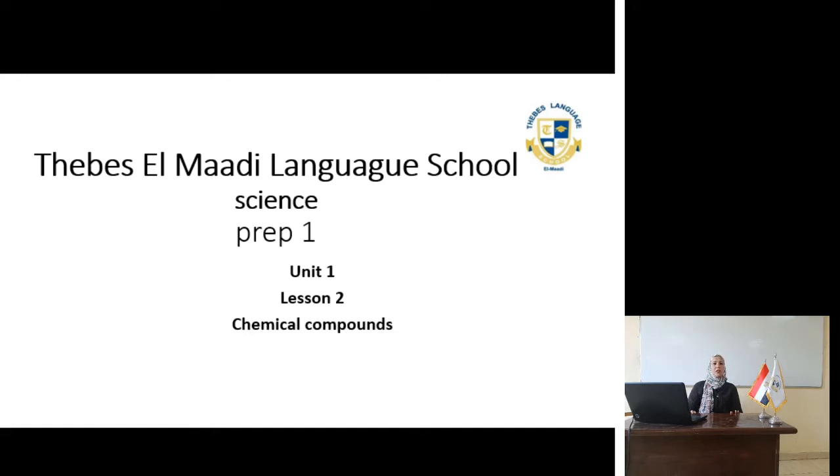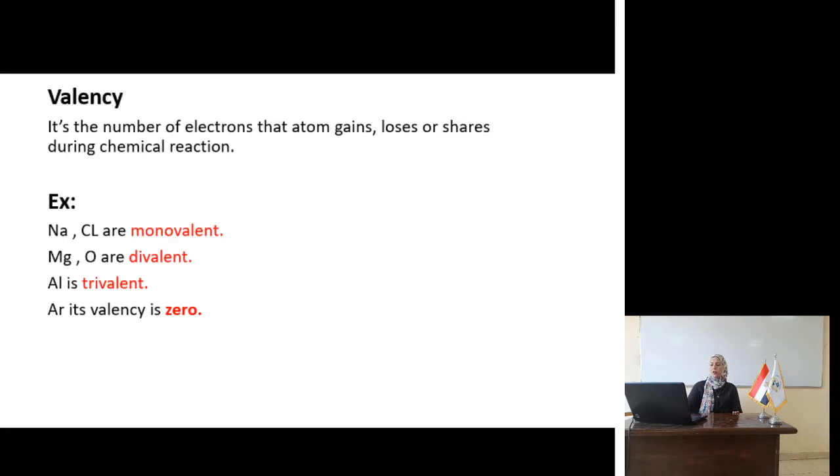Mrs. May, your science teacher, will cover Unit 1, Lesson 2, Chemical Compounds. Slide number 2, valency. It's the number of electrons that an atom gains, loses, or even shares during a chemical reaction. Examples: sodium and chlorine are monovalent, magnesium and oxygen are divalent, aluminium is trivalent. Argon's valency is 0 because its outer level is completely filled with electrons.